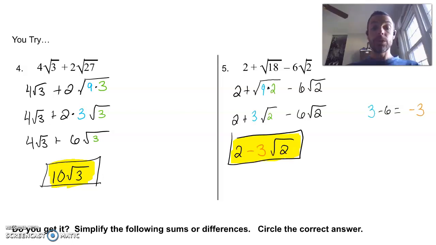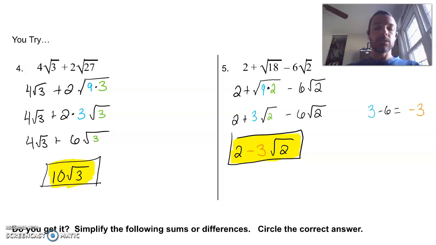For number 5, we should get 2 minus 3 square root 2. Again, the 2 isn't even a radical. We can't simplify it. Square root of 18 simplifies to 3 square root 2. And it's a positive because it was plus. Minus 6 square root 2. That can't be simplified, so we keep bringing it down. The coefficients for our like terms are a plus 3 square root 2 and a minus 6 square root 2. Positive 3 minus 6 is negative 3, becomes a minus 3 square root 2 as my new coefficient.